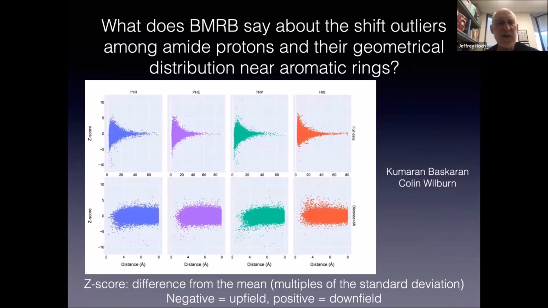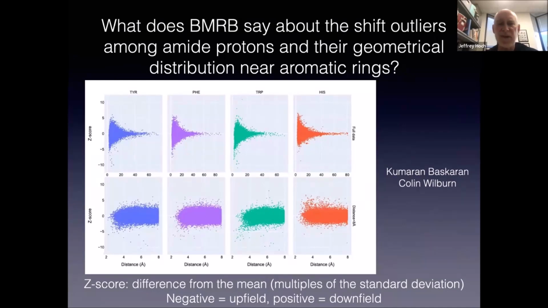The top row here is just the z-score, which is just the difference from the mean of amide chemical shift in units of standard deviations, and a negative score here is an upfield shift. A positive score is a downfield shift. So the top row is just looking at the distribution of the chemical shifts as a function of the distance to the nearest aromatic ring.